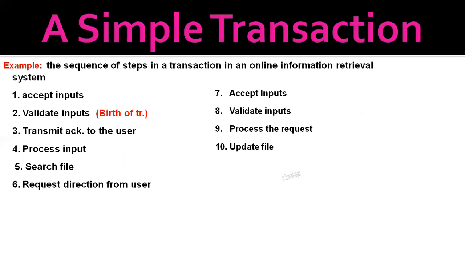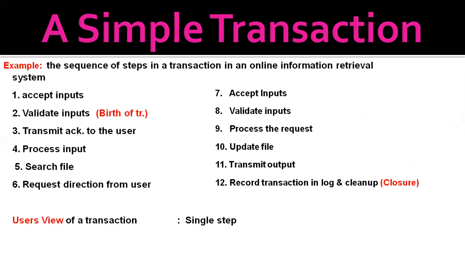First, we have to accept the inputs. That is what is called a tentative birth. Then we have to validate this input. So here the actual birth happens. Then we transmit the acknowledgement to the requester. We do input processing. We search for the files. We request directories from the user. We accept some sort of input and validate this input. Then process the requests, update the files and transmit the output.